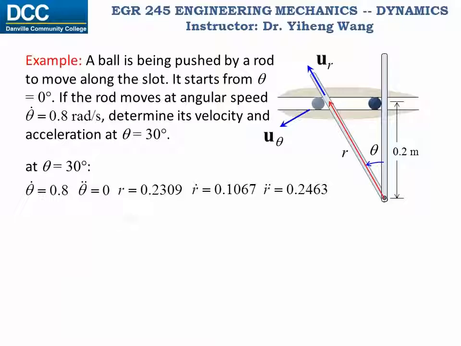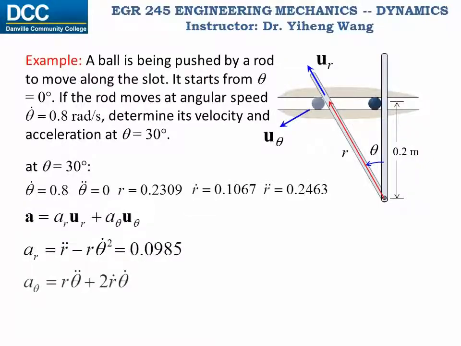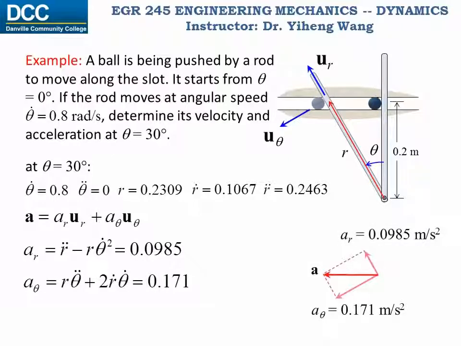Similarly, for acceleration, which also has two components, a_r and a_theta, a_r is evaluated this way, a_theta is evaluated by this equation, and the acceleration is represented as a vector showing both components. We can calculate the magnitude of the acceleration to be 0.197 meter per second squared. And that solves this problem.